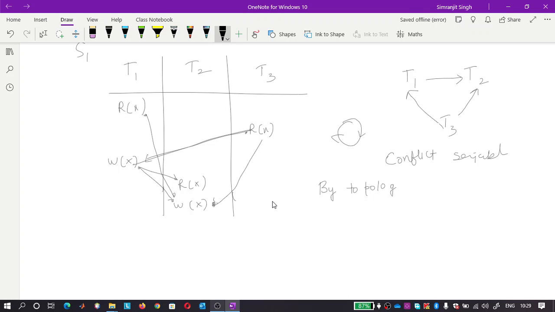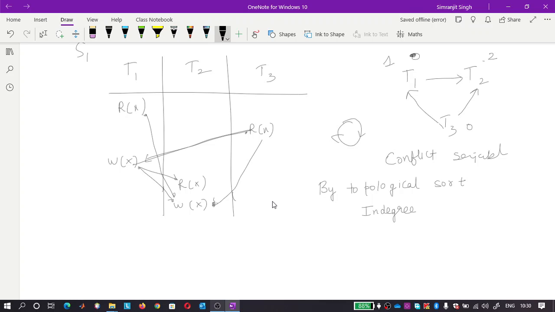Okay, so topological sort. I'll just give you a little bit of introduction about the topological sort. Topological sort works on in degree. In degree means, suppose this is the graph. In this particular case, the in degree of T1 is 1, because T3 has an arrow towards it. The in degree of T2 is 2, because there are two arrows coming towards it. And the in degree of T3 is 0.